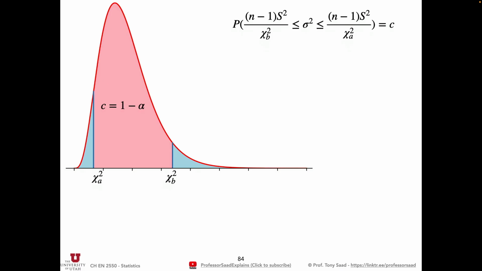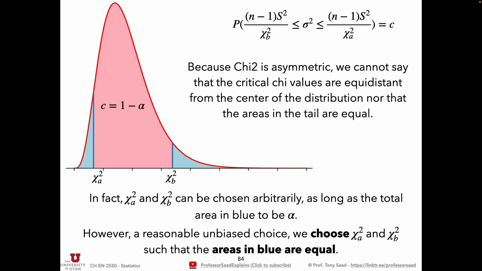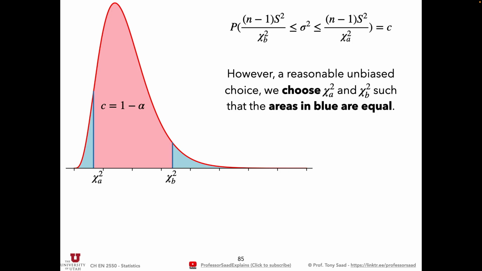But there's no symmetry here at all, so be very careful as you use this distribution. Unlike the t and z distributions, which were symmetric, where areas in the tail were equal but also the z values were mirror images of each other, chi-squared values are not mirror images. Okay? All right, so as long as the area in blue is equal to alpha, a reasonable choice is to choose chi-squared a and chi-squared b such that the areas in blue are equal. So in other words, alpha over 2 here and alpha over 2 over here.